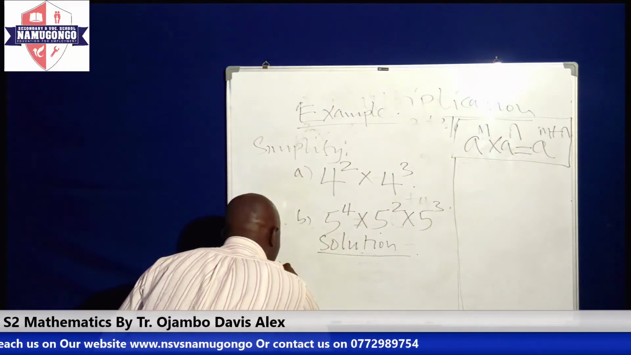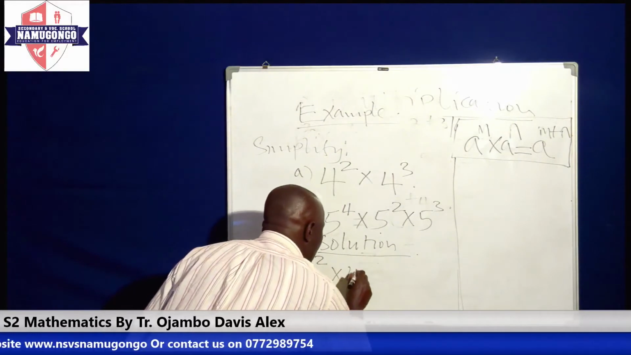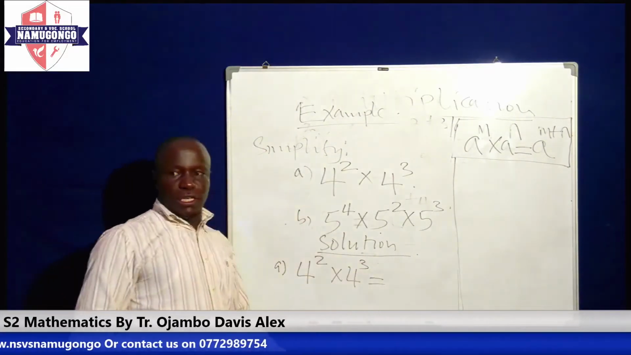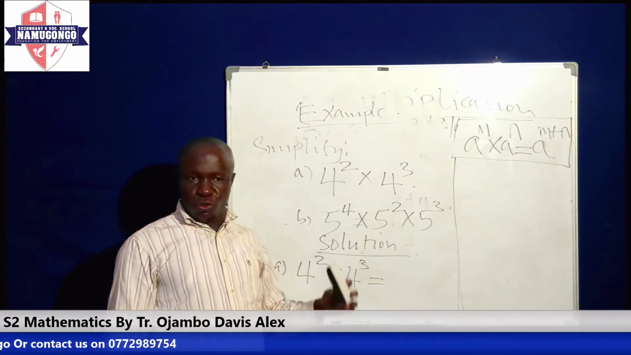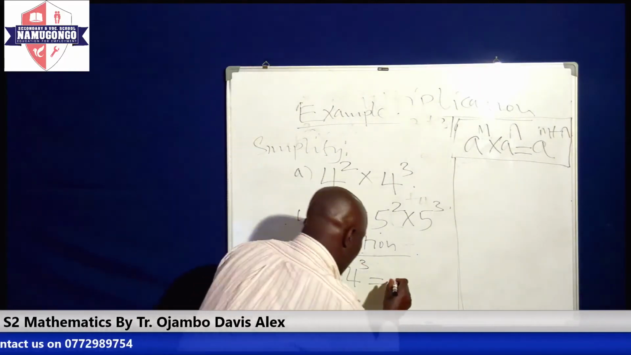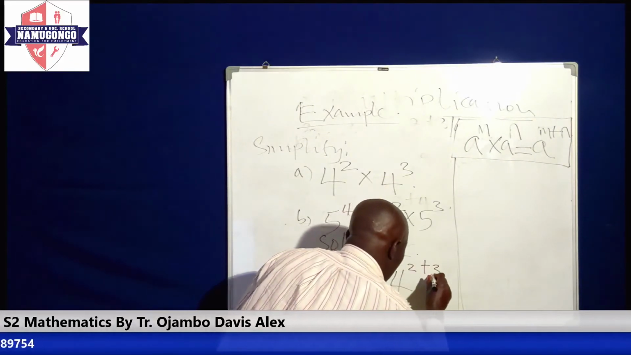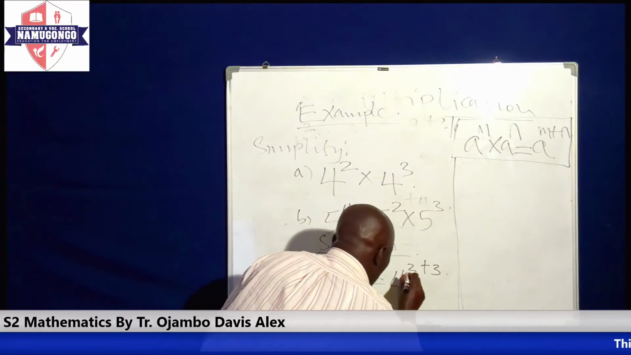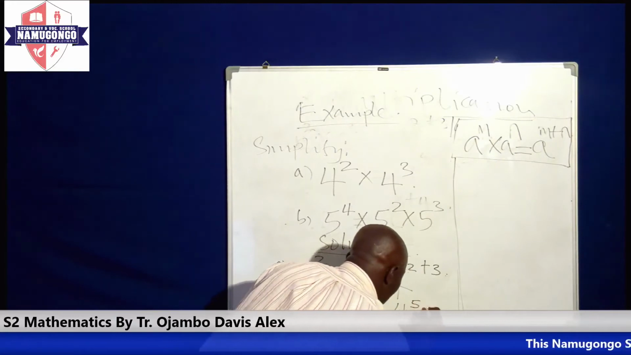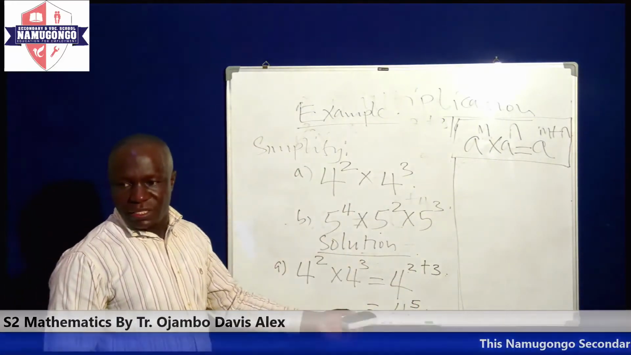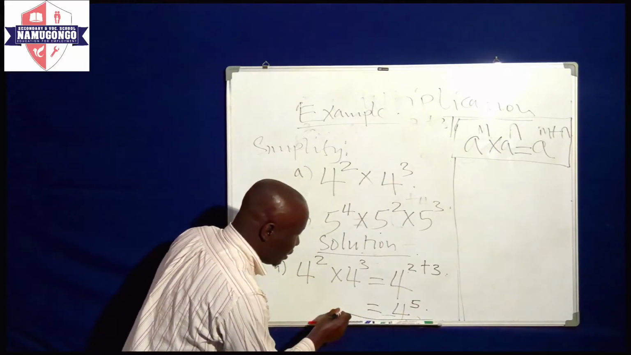Part A, we have 4 raised to the power of 2 times 4 raised to the power of 3. Since we are multiplying two numbers with the same base, we add the powers, and we have 4 raised to the power of 2 plus 3. When we add 2 plus 3, we have our answer as 4 raised to the power of 5. We are going to leave our answer in power form.